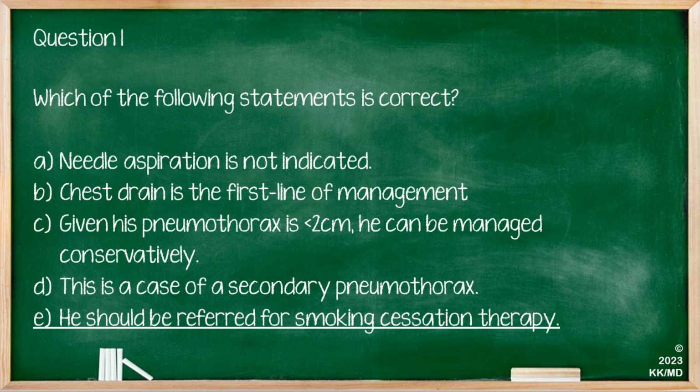The reason, if we go through the others, why they are not correct, so needle aspiration is not indicated. This is incorrect because he is symptomatic. However, chest drain is not the first line of management, so this rules out option B. Option C says he can be managed conservatively, and this is not true again because he's symptomatic, so he will need aspiration. And D says this is a case of secondary pneumothorax, but again, this is not true. He does not have any known underlying lung conditions. And the fact he's a smoker does not count in terms of calling this a secondary pneumothorax, as he is under the age of 50, if you refer back to the previous slide with the schematic.